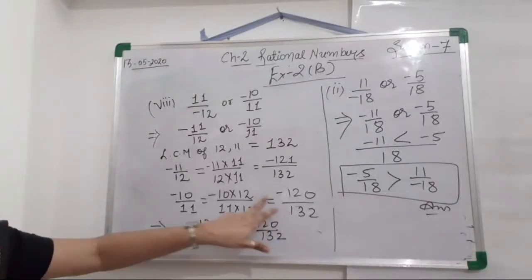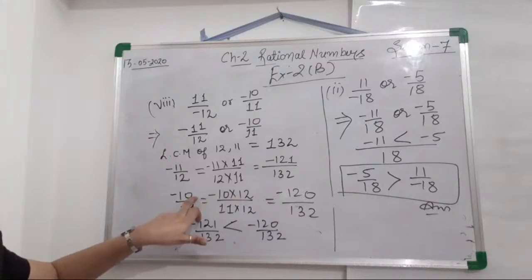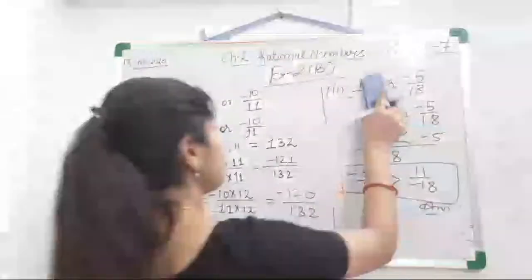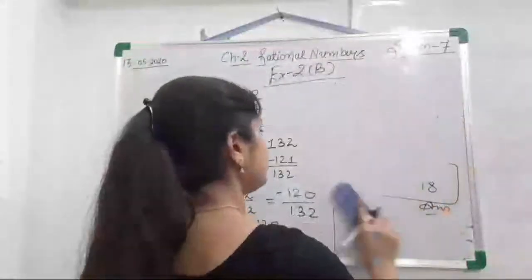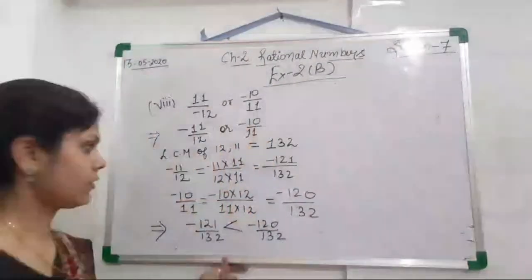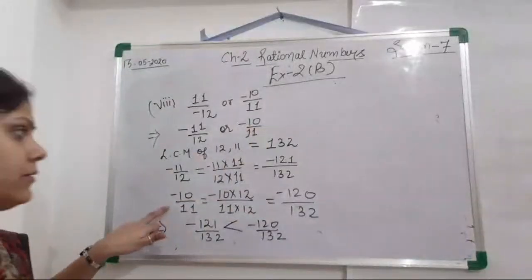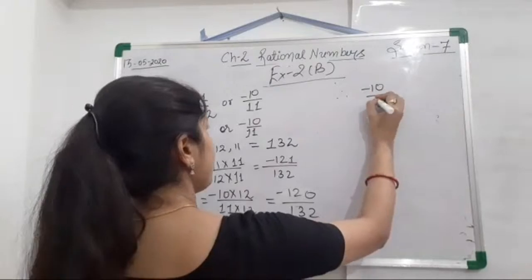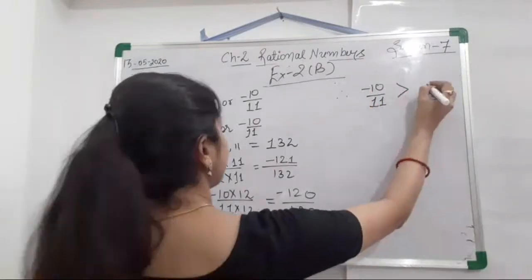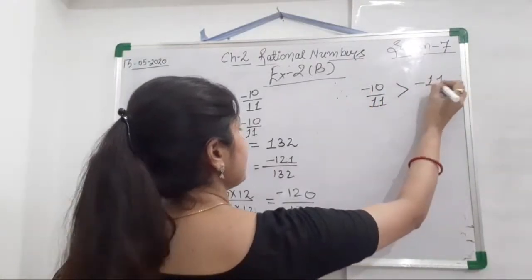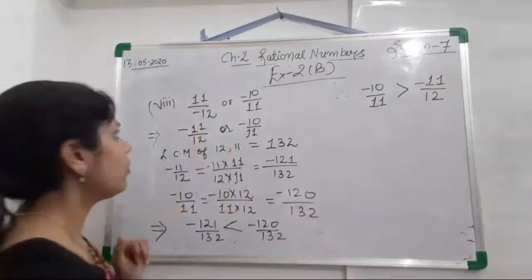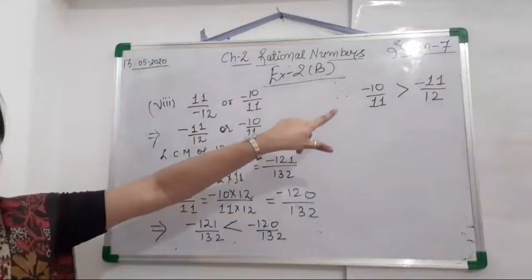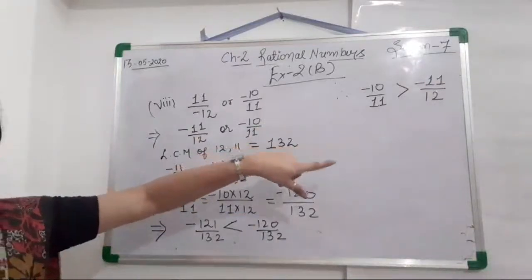What is its equivalent rational number? Minus 10 upon 11. That means directly you can write the answer as, we can see from here, therefore, minus 10 upon 11 is greater than minus 11 upon 12. You wrote here minus 10 upon 11 is greater than minus 11 upon 12.